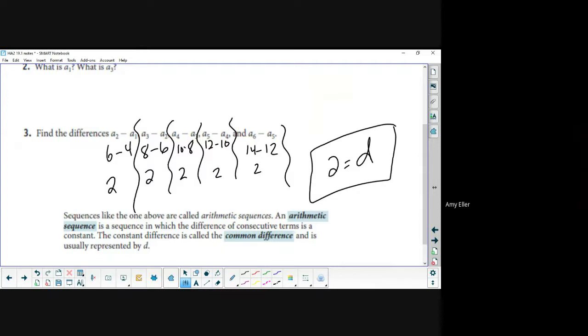It says sequences like the one above are called arithmetic sequences. An arithmetic sequence is a sequence in which the difference of consecutive terms is constant. That's pretty much the definition of linear. Maybe write that down. It's always going to have a common difference. That constant difference is called a common difference and is usually represented by d.